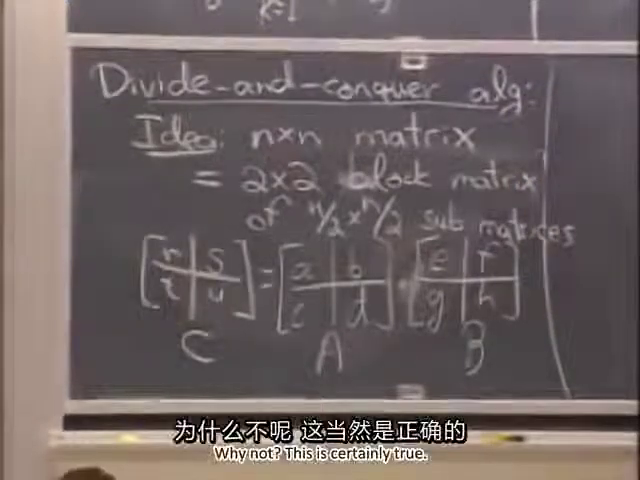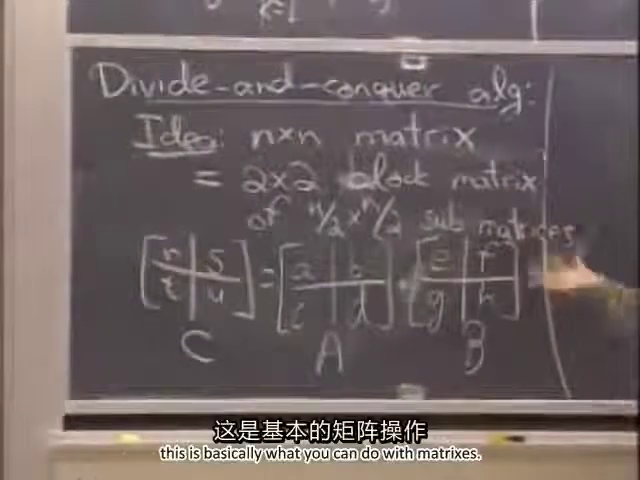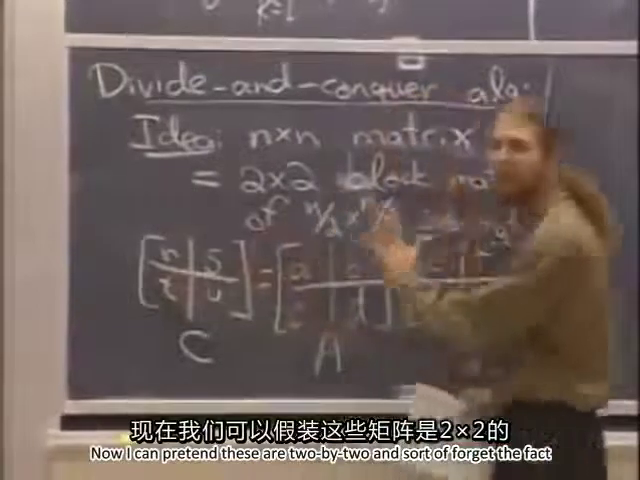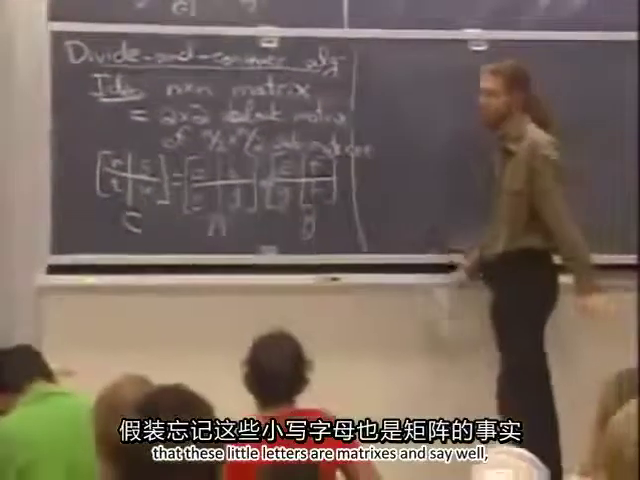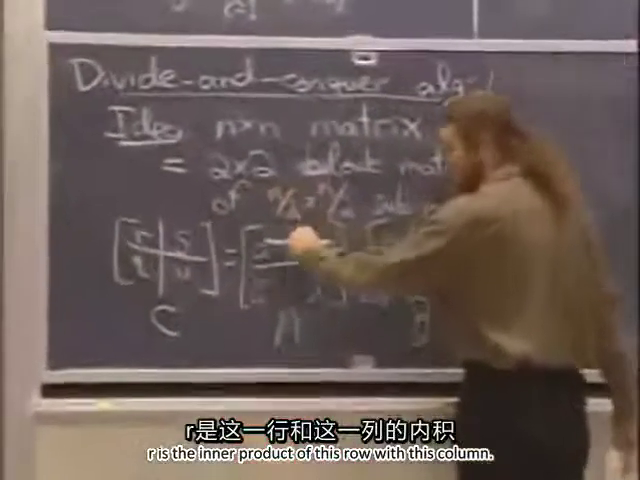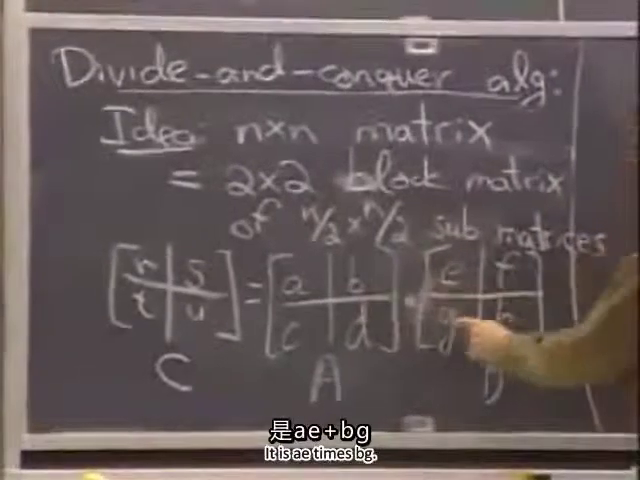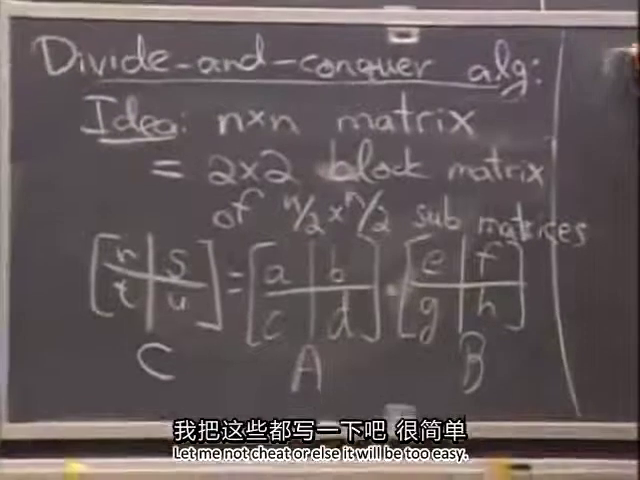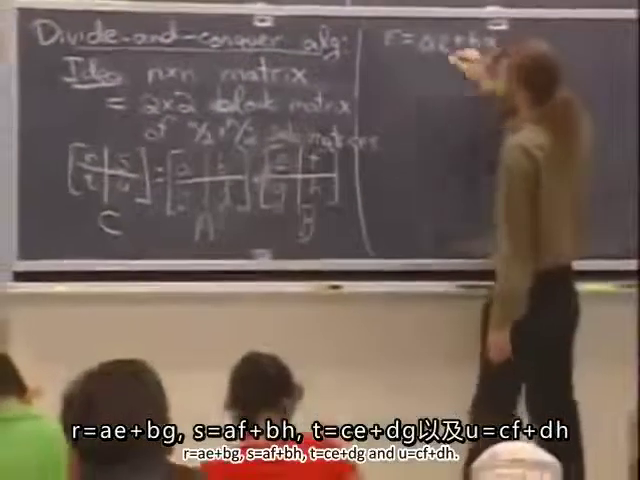Okay, why not? This is certainly true, and if you've seen some linear algebra, this is basically what you can do with matrices. So now I can look at R. I can pretend these are 2 by 2 and forget the fact that these little letters are matrices. Just say, R is the inner product of this row with this column. So it's AE times F times BG. Okay, let me not cheat. This would be too easy. R is AE plus BG.